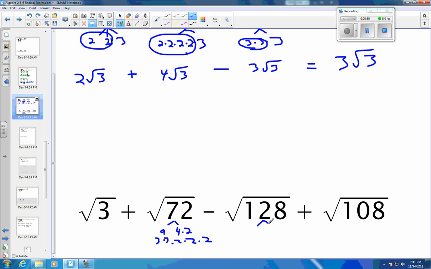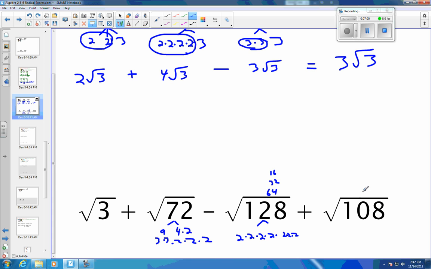128, ooh, that one's a lot bigger. So 2 would make that into 64. And then 2 would make that into 32. And then 2 would make that into 16. And then 2 would make that into 8. And 8 is 2, 2, 2. So 2, 4, 8, 16, 32, 64, 128.